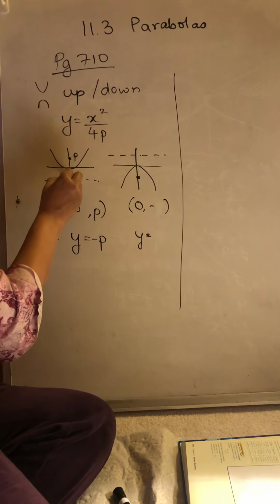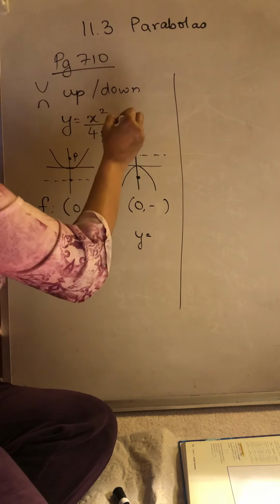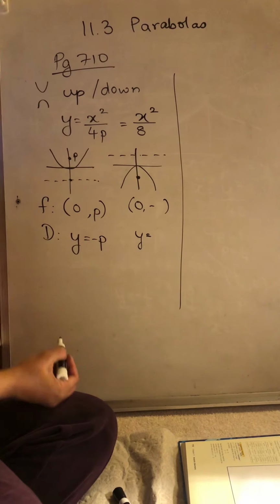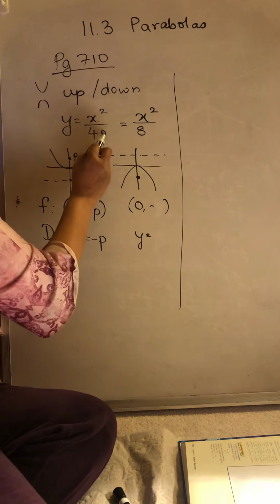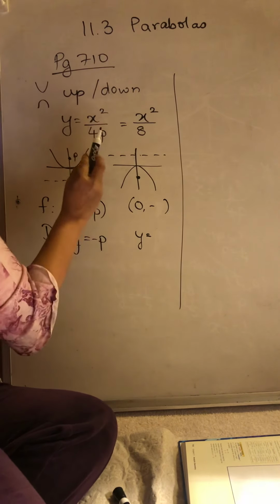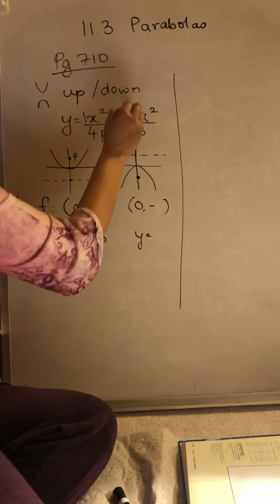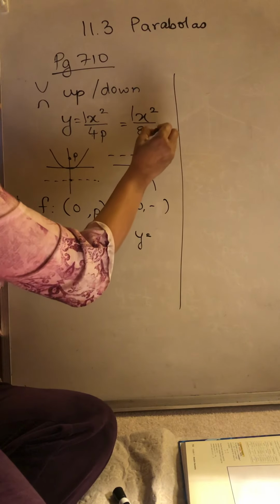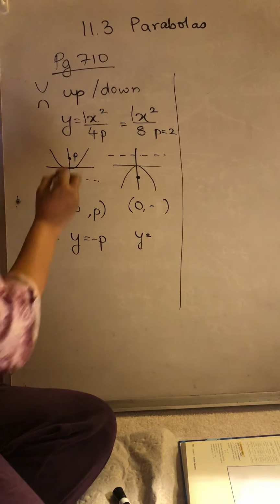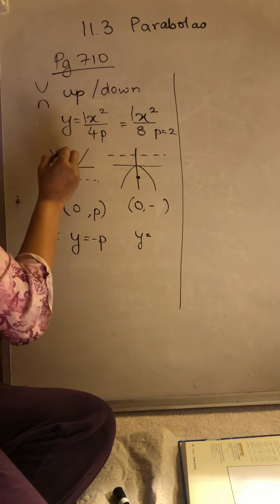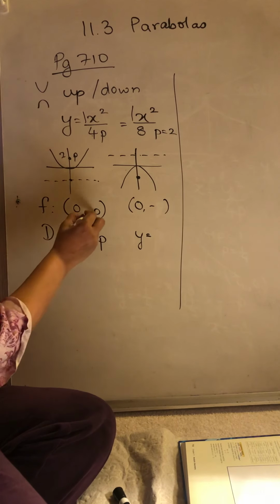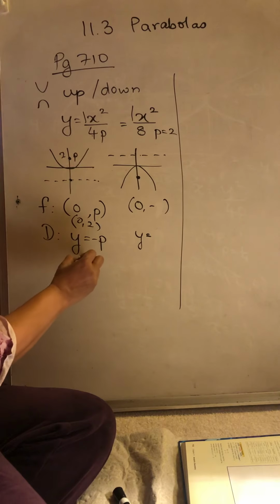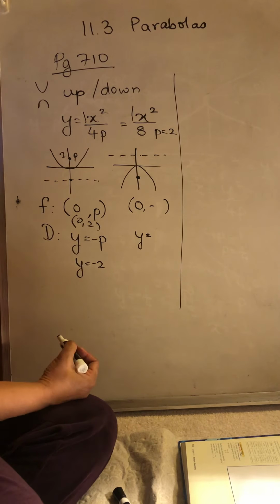So I would rather give you an example of a number. If my equation is y equals x square over 8, what is p? X square is 1 x square. 4p is 8, which means p is 2. Which means if p is 2, the focus is 0, 2, and the directrix is y equals negative 2.